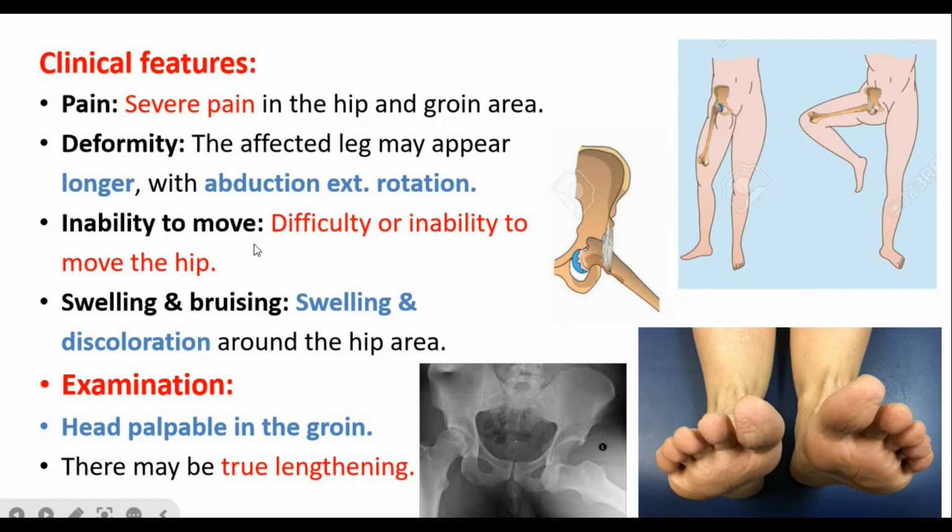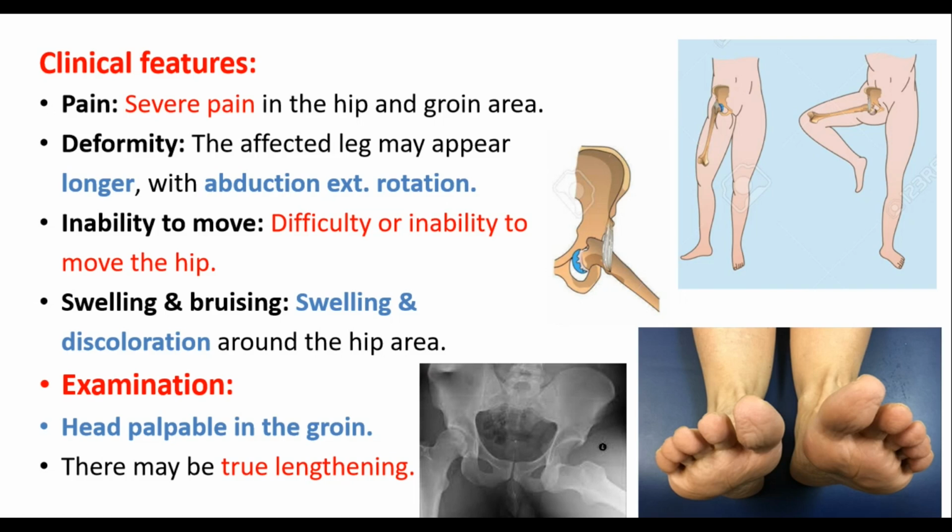Next is inability to move, because the head of the femur is out of the socket. So both the articulating surfaces are not in contact. So the movement will be reduced and the patient will find it difficult to perform the movement of the hip joint. There will be swelling and bruising as well, which is a telltale story of the trauma, and there might be discoloration around the area of the hip, which indicates that there is a major injury.